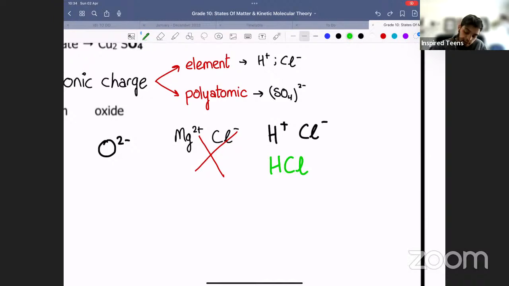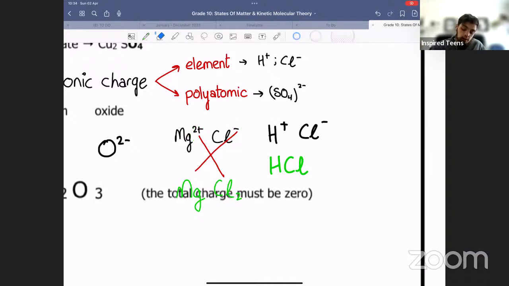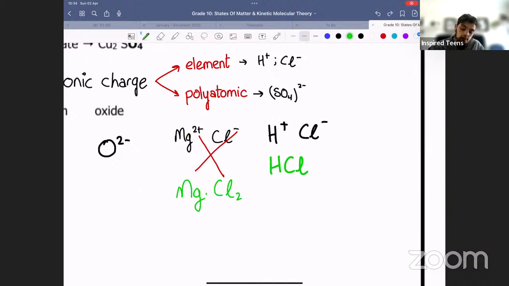So basically, this will become Mg, it has an invisible 1 there, and then Cl2. Cl takes that 2, and that 1 goes there. Again, it's like an invisible 1. We don't have to write it. We can get rid of it, right? MgCl2. That's our compound. Let's do another example.